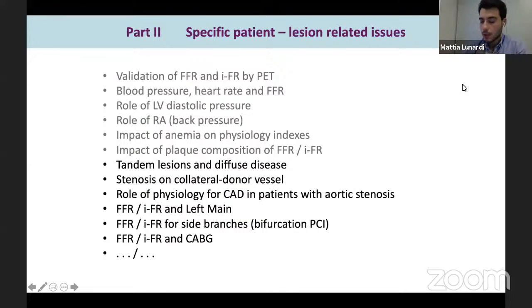Well, I think so, because it's important also to have very stable pressure traces on the monitor when you measure FFR and iFR. So if we have any arrhythmias, in particular irregular arrhythmias like atrial fibrillation, we can expect to have abnormal or at least impaired measures. So it should be better not to measure FFR or iFR.